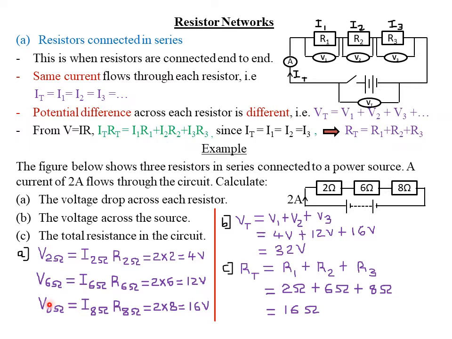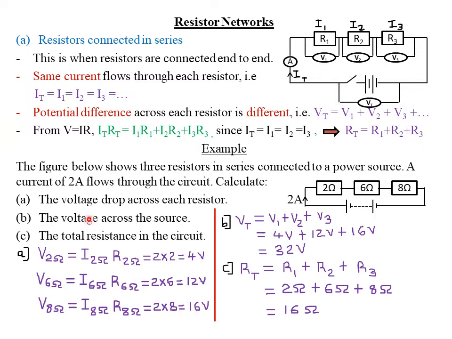Then we also look at the voltage across our last resistor, which is the 8 ohm resistor. Again, from V is equal to IR, voltage through the 8 ohm resistor shall be the product of the current through the 8 ohm resistor, which is equal to I total, which is 2 amperes, times the resistance through the 8 ohm resistor. Therefore, the current is 2 amperes times 8, which gives us 16 volts.